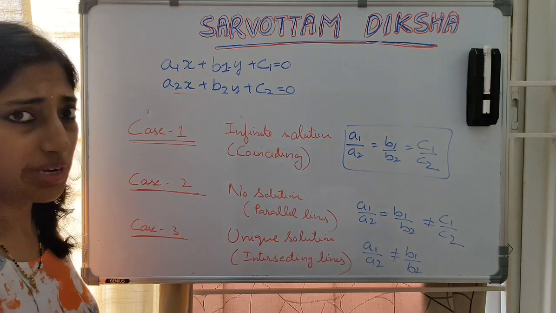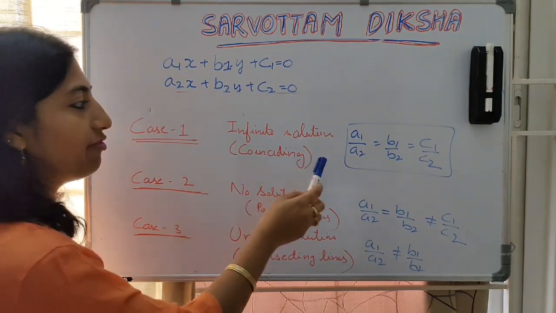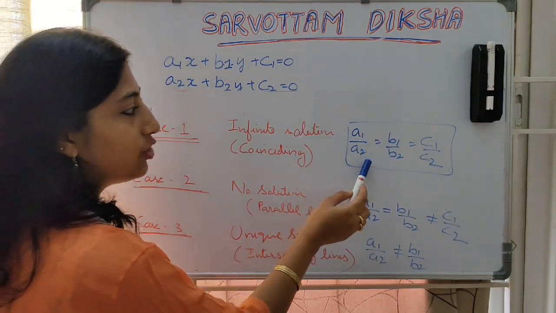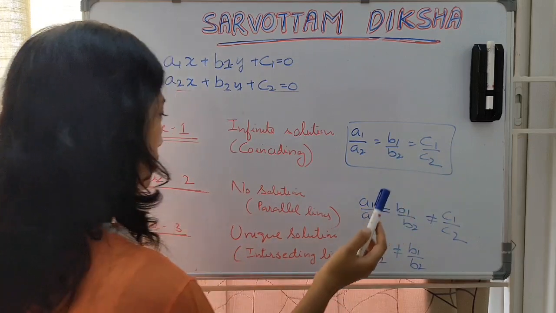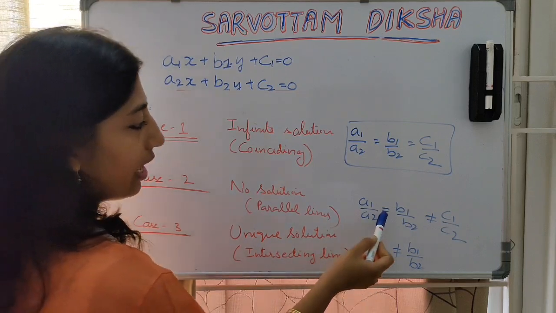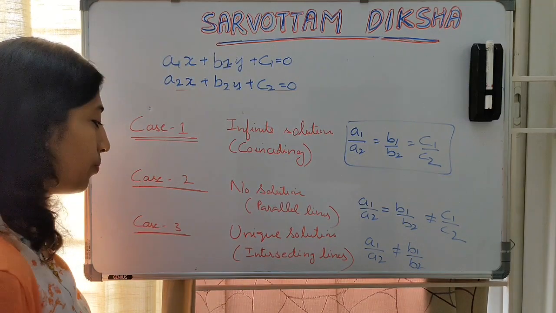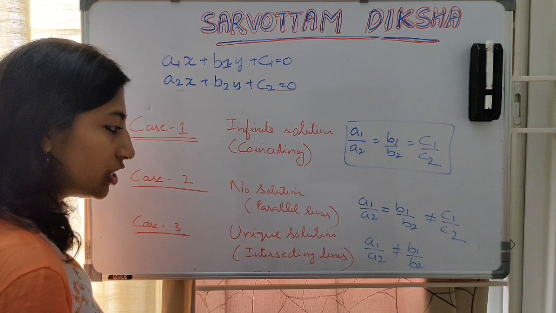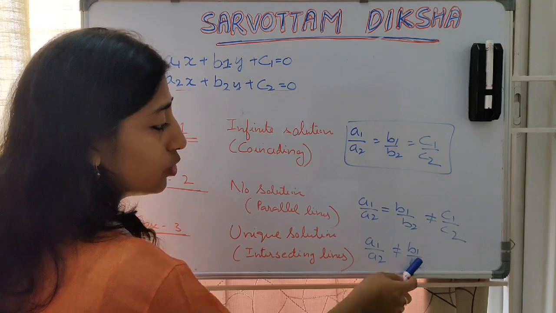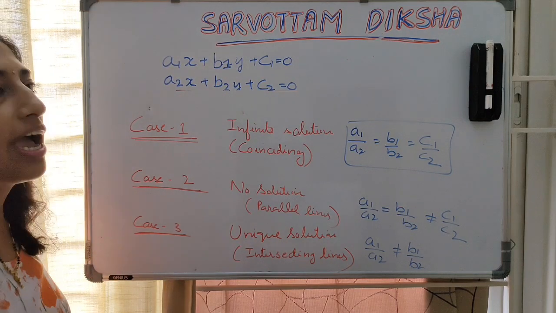To summarize, these are my three conditions. In case 1, infinite solution, that is lines are coinciding. I can use any one: A1 by A2 is equal to B1 by B2 is equal to C1 by C2. Case 2, no solution. It means lines are parallel. So here A1 by A2 is equal to B1 by B2, not equal to C1 by C2. Case 3, unique solution, that is lines are intersecting, and A1 by A2 should not be equal to B1 by B2.